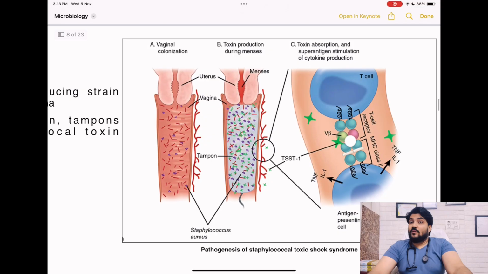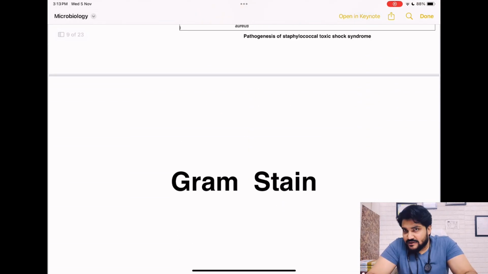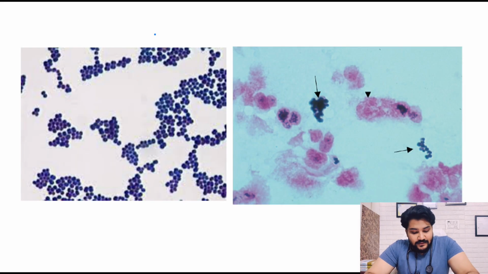So now we are marching toward our diagnosis aspect. Clinical features are completed. Now let's start the diagnosis of Staphylococcus infection. In the diagnosis, first we will do the gram stain of the samples. What samples will you get? You will get samples like pus. In the gram stain, look at this, what you are going to see.